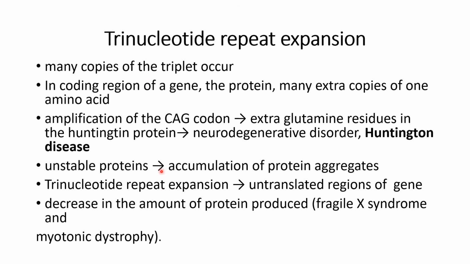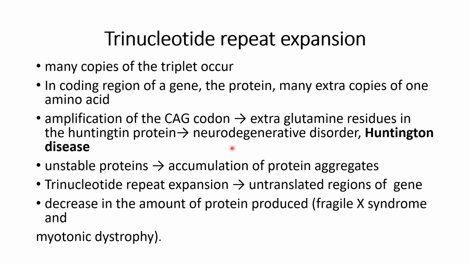Another type of mutation is the trinucleotide repeat expansion. In this mutation, there is a repetition of trinucleotides in the DNA, which also code on the messenger RNA, and there is amplification of this codon. The amplification of the codon will result in extra amino acid residues on the polypeptide chain. The example of this trinucleotide repeat expansion is the Huntington protein.